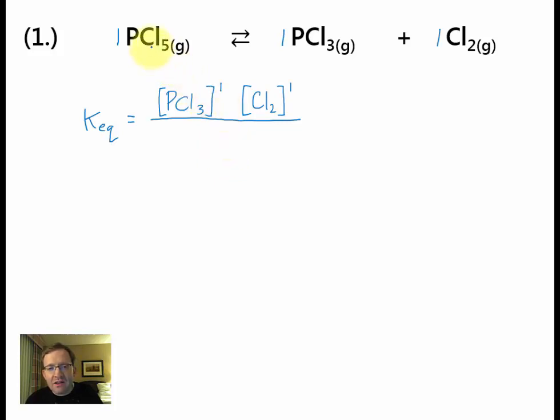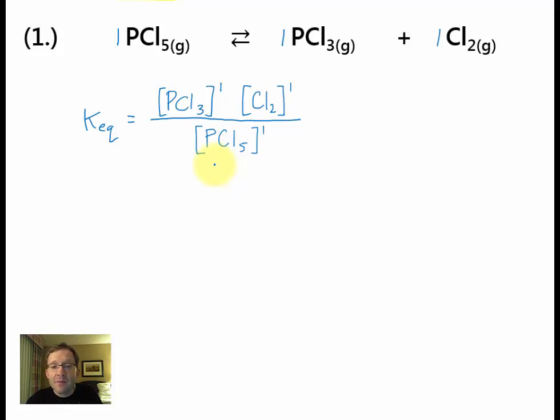And then the reactants go on the bottom. Well, we've only got one reactant here, and it's PCl5, right? So that's the only thing that can go on the bottom of my calculation. So I'll put PCl5 in down here. And again, I put it in square brackets as molarity to the first power, like so.